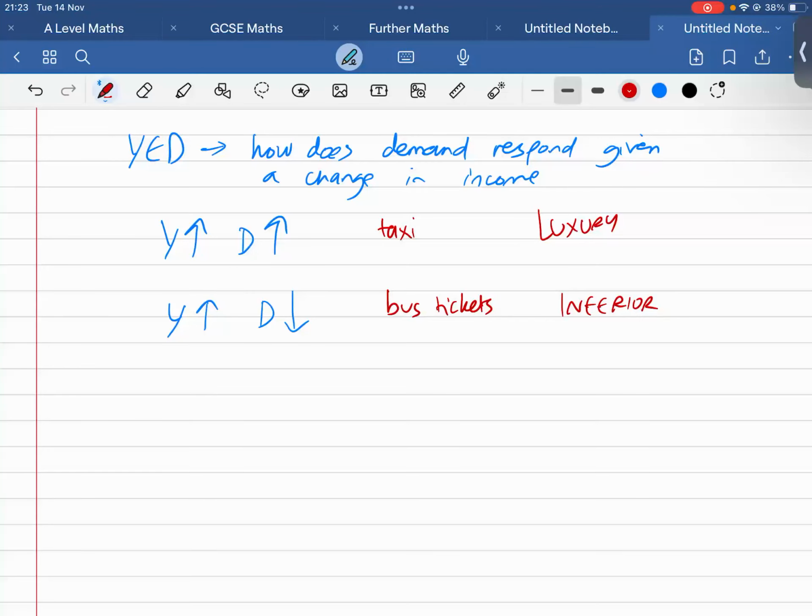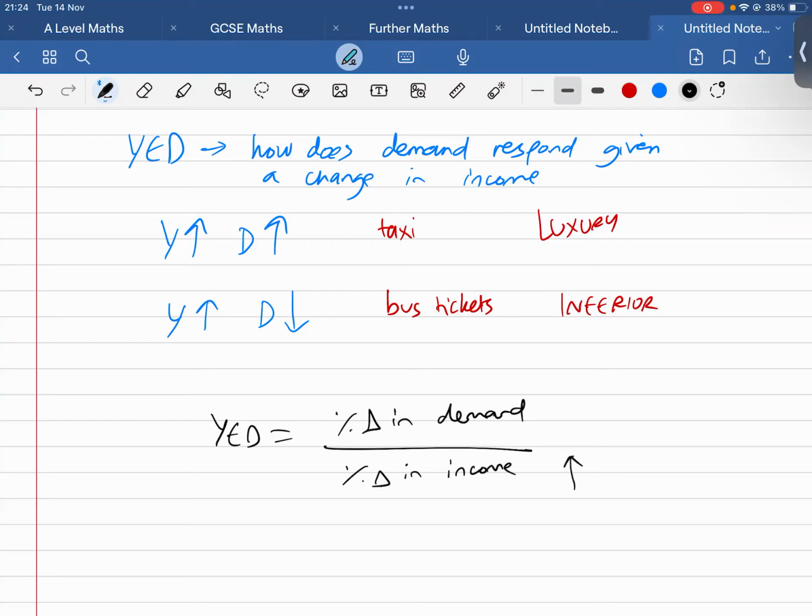For the luxury good, if you remember the equation, YED equals the percentage change in demand divided by the percentage change in income. So if income goes up and demand goes up, then YED is more than 0, but it's probably more than 1, because demand will go up a lot for luxury goods. If income goes up but the demand goes down, then YED is less than 0.